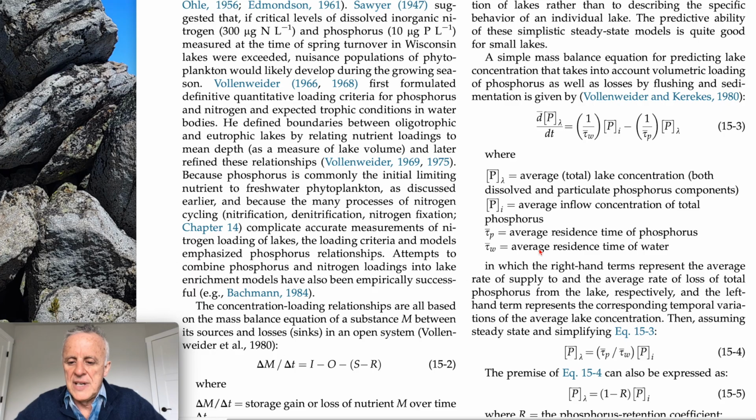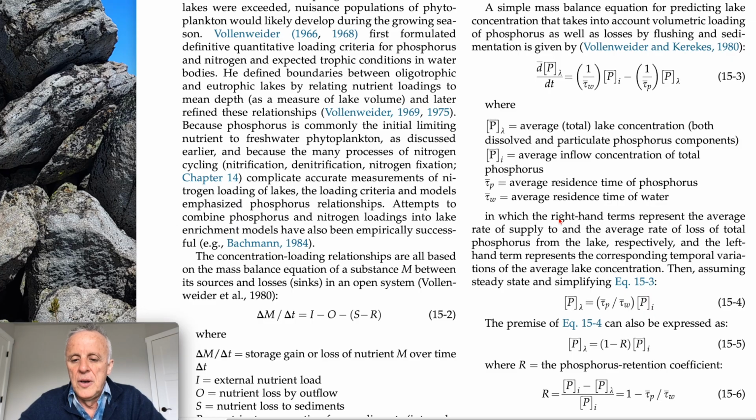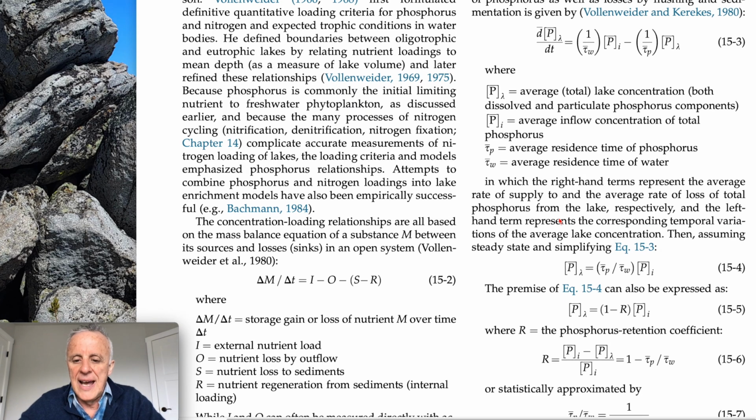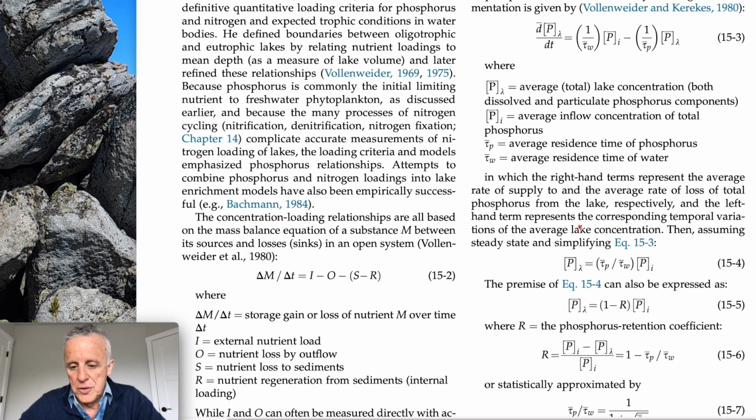And then tau_w is the average residence time of water. So here what we are doing is multiplying the inverse of the residence time of water, so how long the water is in the lake, by the average inflow of total phosphorus. So what we're getting in is the inverse of the residence time of water, and then we are subtracting a value that is the inverse of the residence time of phosphorus times the average total phosphorus, P_lambda. And so that is the difference. This is a derivative, so this is close to an instantaneous value, in which the right-hand terms represent the average rate of supply to and the average rate of loss of total phosphorus from the lake, respectively, and the left-hand side represents the corresponding temporal variation of the average lake concentration.